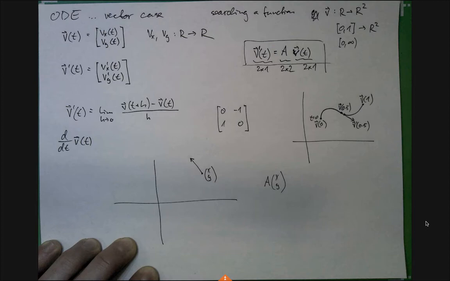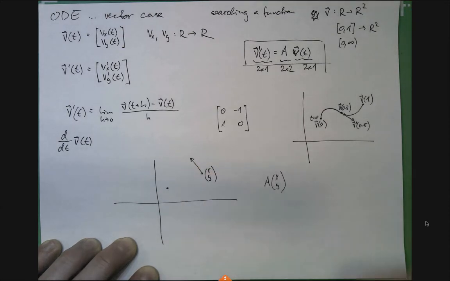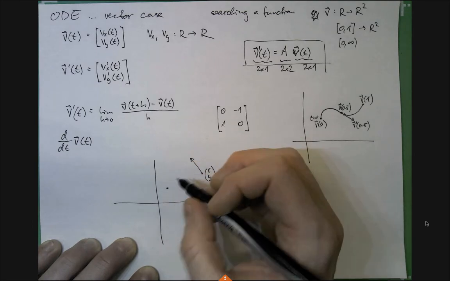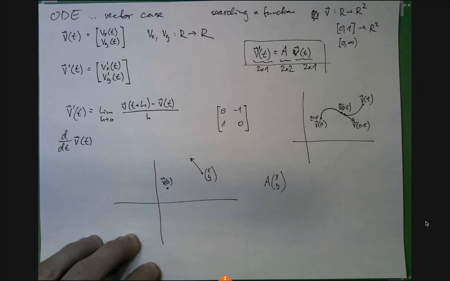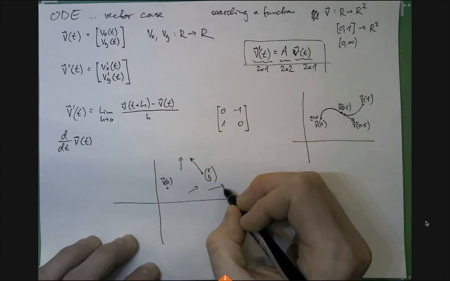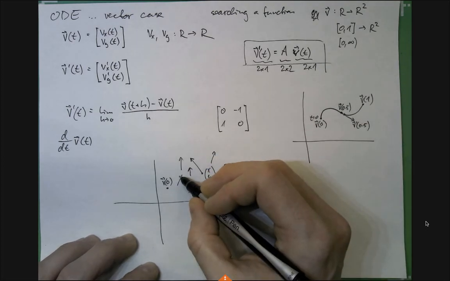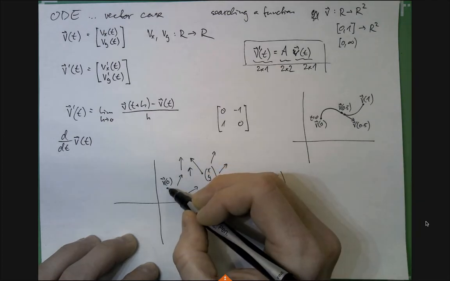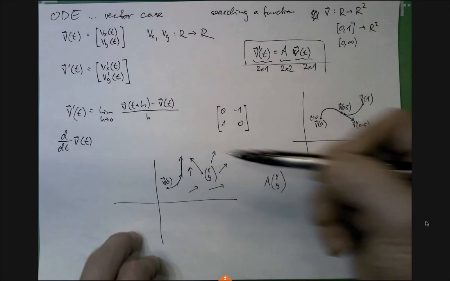I have to write down an initial condition. I have to start somewhere. For example, at time 0, I start here. So I say that my V0 is given. That's my information. Then you can imagine that at any point in this plane, I am given the direction, and the task is to find the trajectory which traces these directions, essentially.